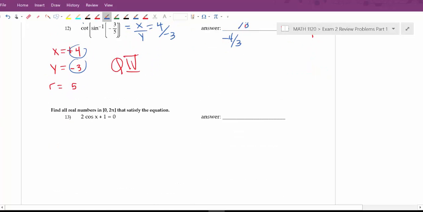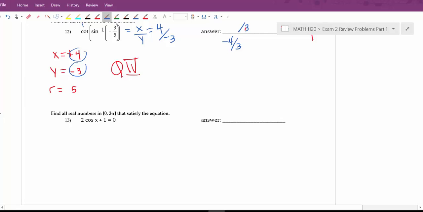Okay, now we're going to get into a little bit of the trig equations. So the trig equations work like this. First thing we want to do on this one is find all real numbers in this interval. So you're going to give me every answer from 0 to 2 pi. So first of all, we start by isolating this cosine. A lot of this we can do in our head. So this is going to be 2 cosine of x equals -1. Then I can divide by 2 to get cosine of x equals -1/2.